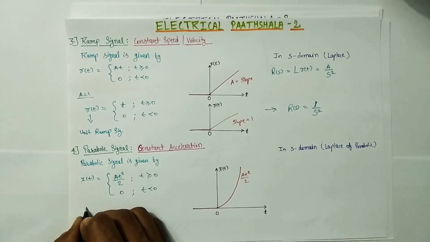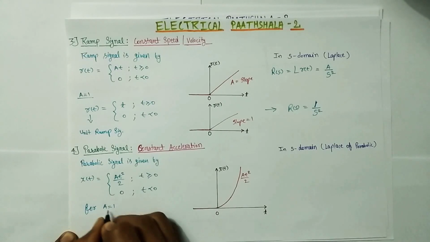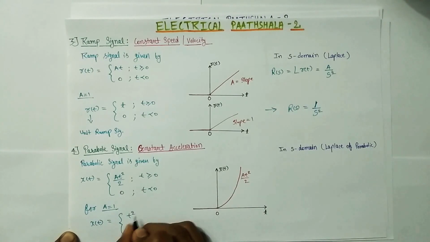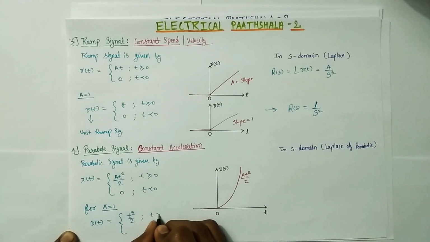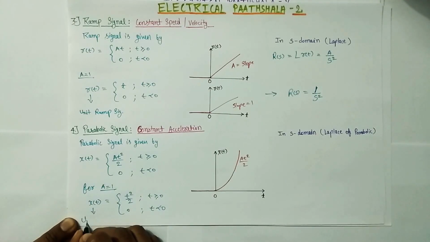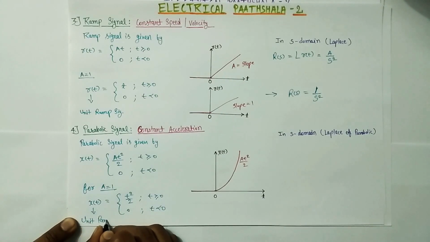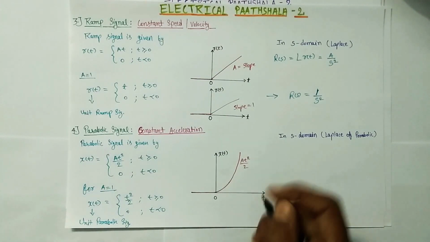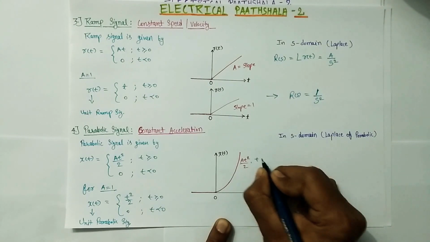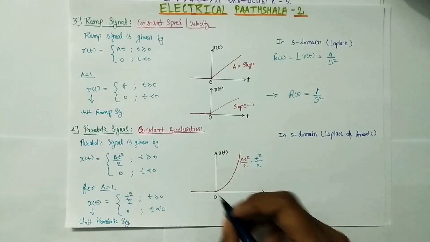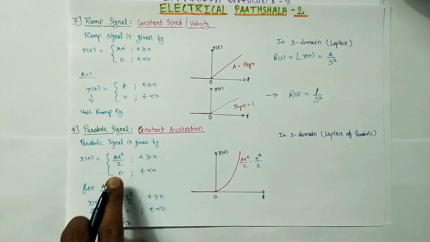And for A equals 1, this parabolic signal x(t) becomes t square by 2 for t greater than or equal to 0, and 0 for t less than 0, and this is known as the unit parabolic signal. This is the graphical representation of the unit parabolic signal. So this is your parabolic signal in the time domain.